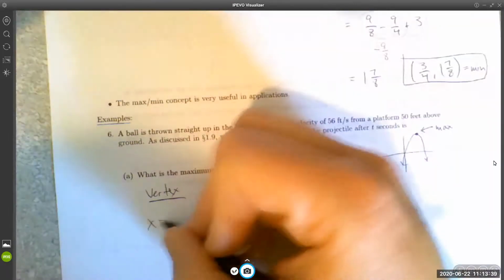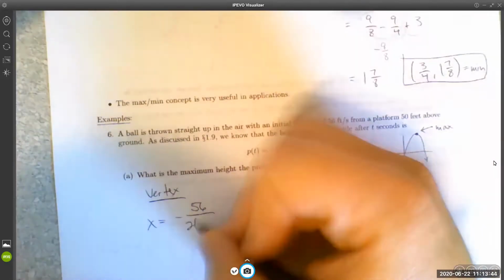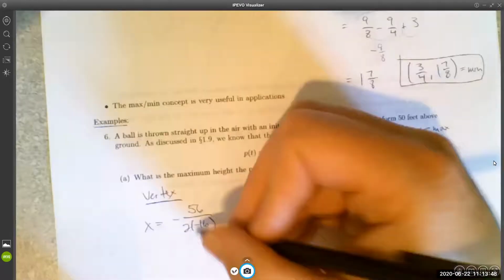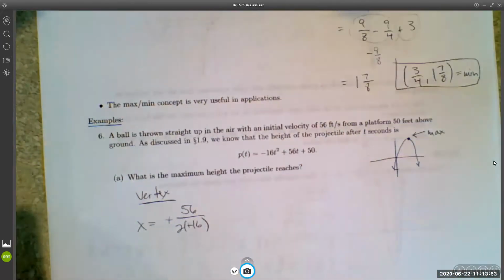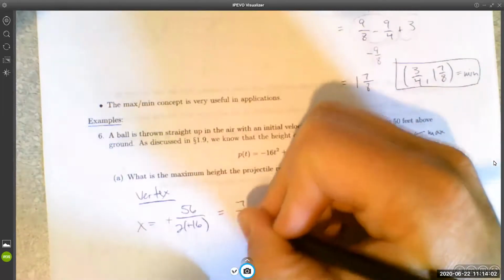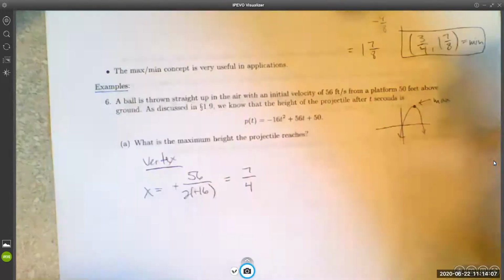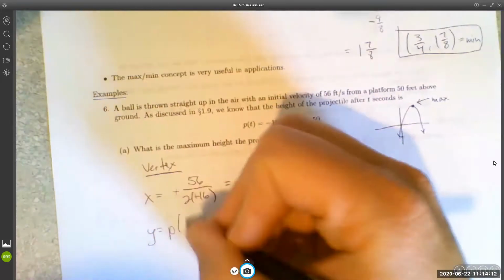So the vertex x equals -b over 2a. The negatives will cancel at least. Let's see, I'm going to use my calculator. 56 divided by 32 is 7/4. It reduces to 7/4. Okay? The y coordinate now is going to be p of 7/4.